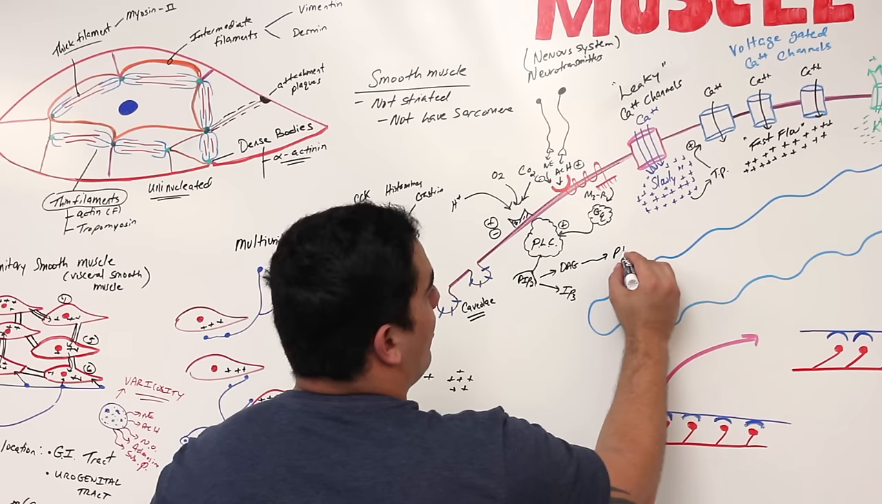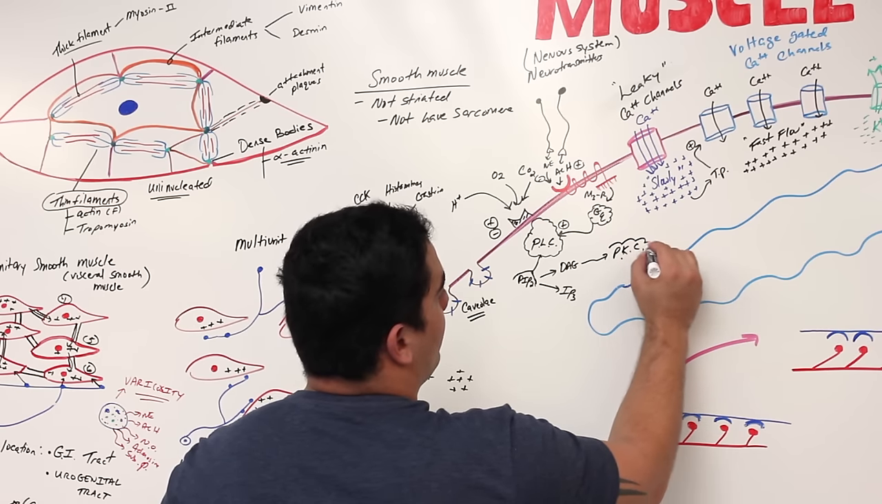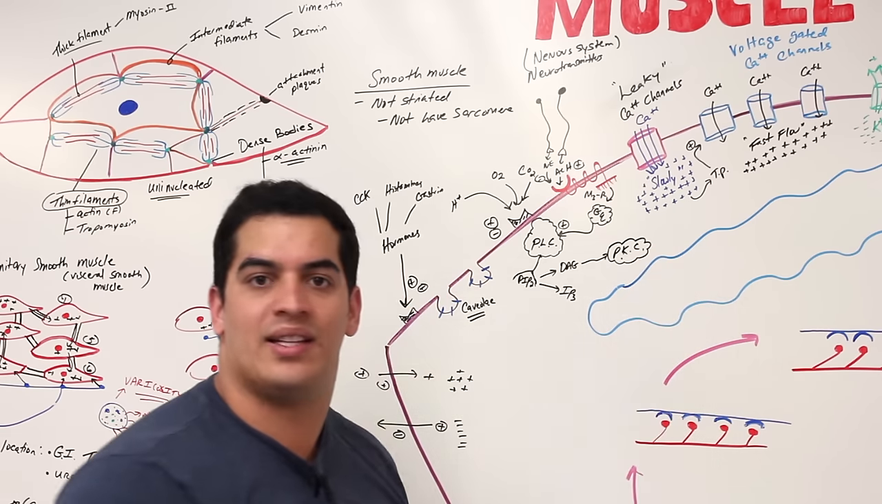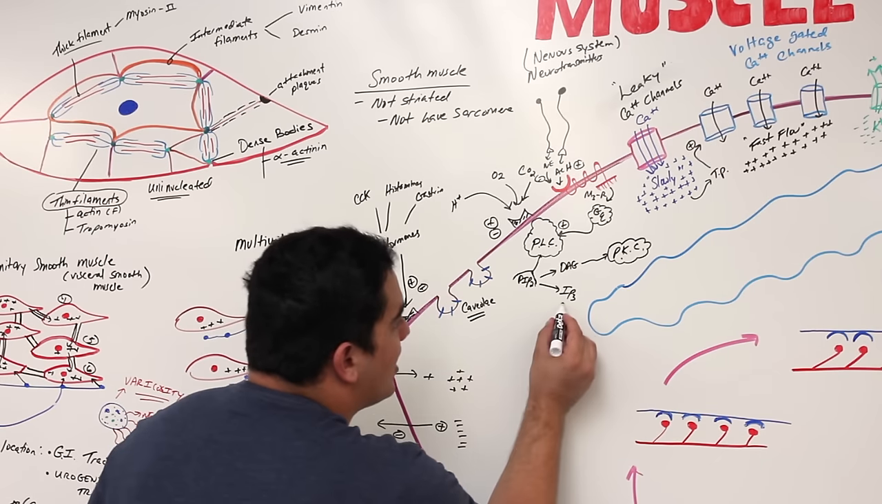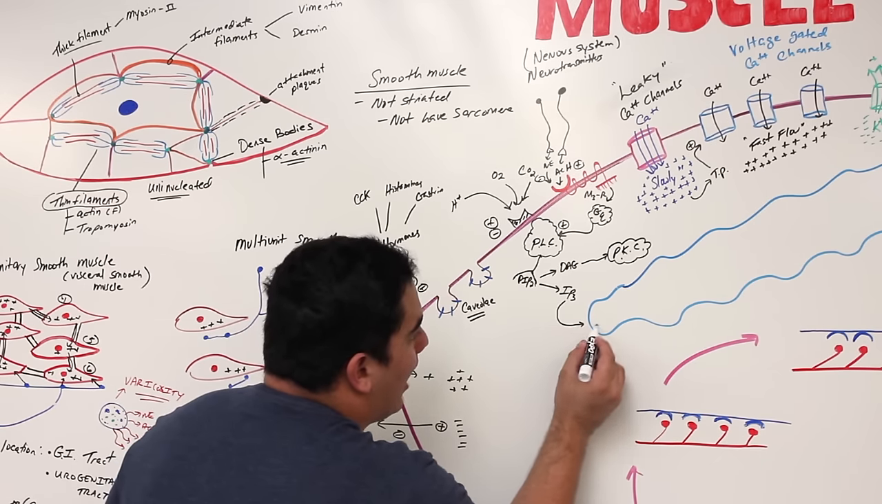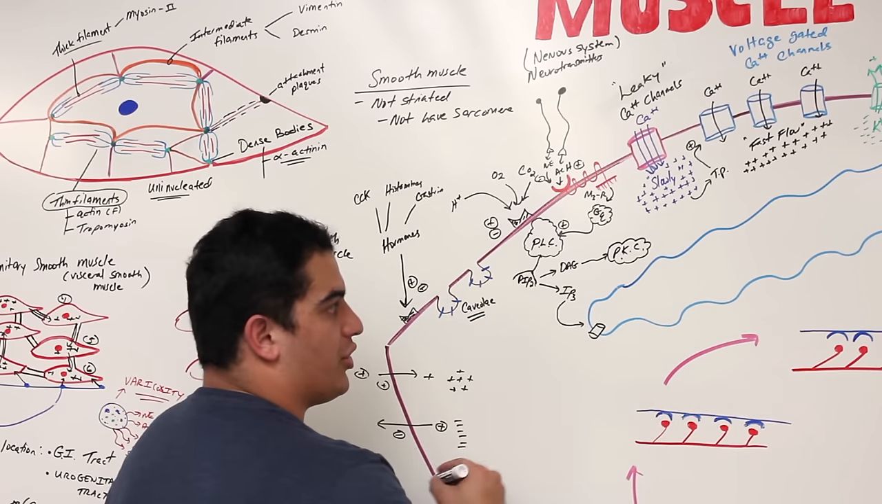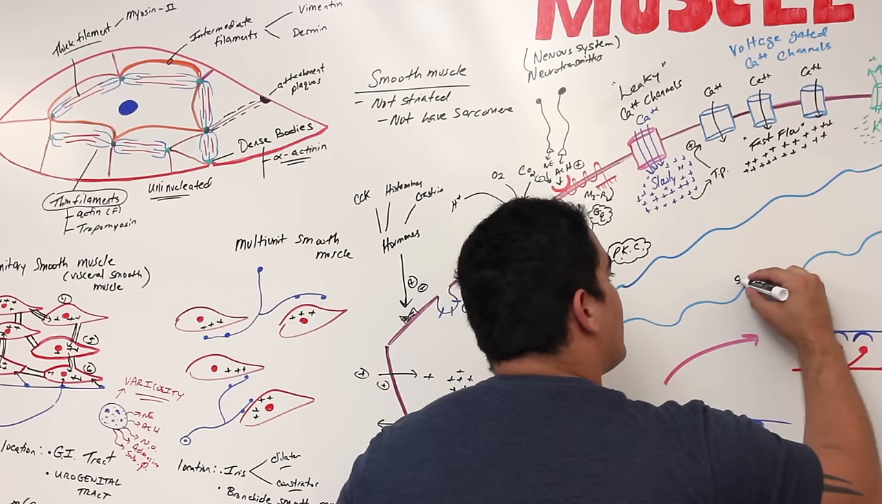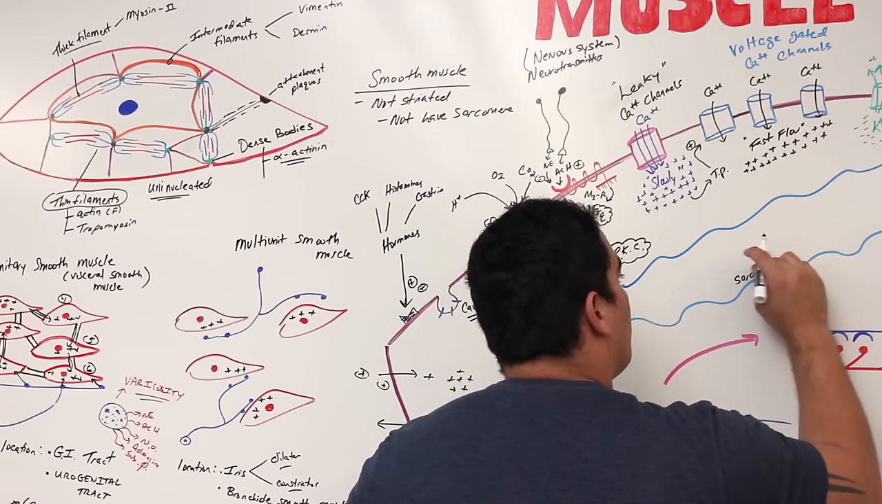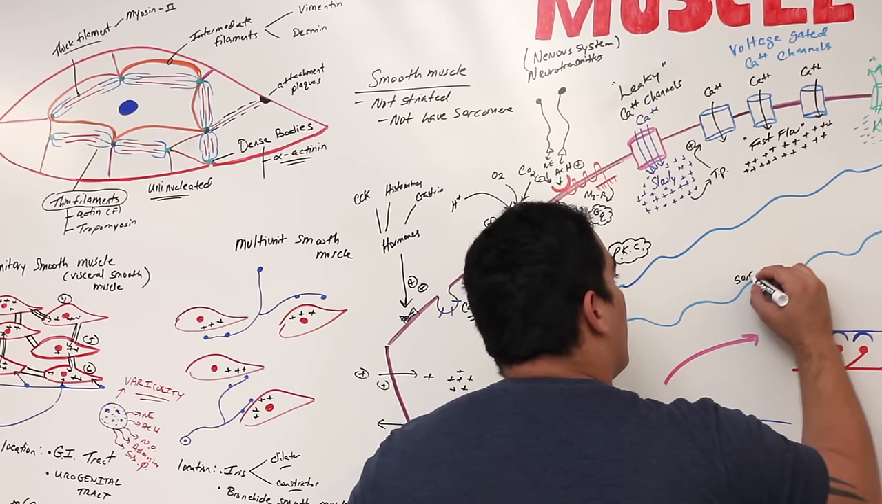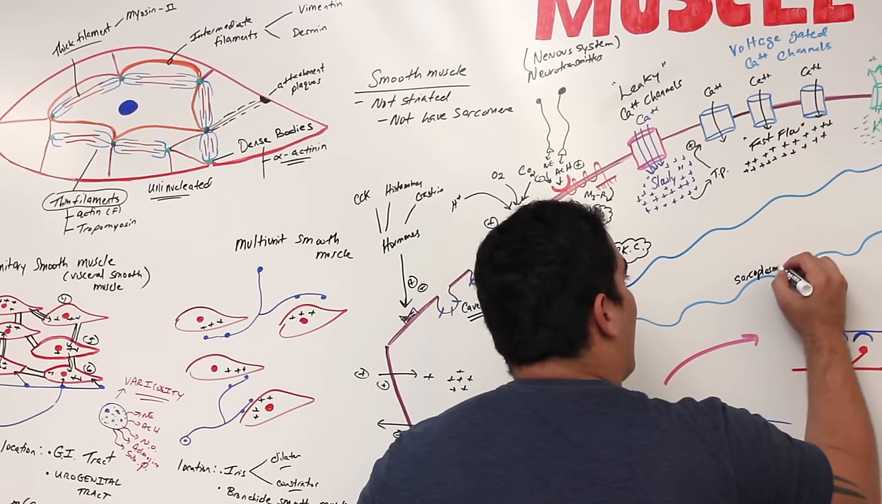This will go on to activate what's called protein kinase C, which can go and phosphorylate many different types of enzymes and proteins. But this is the important one right here. IP3 has specialized channels on this blue structure here. What is this blue structure called? This is called the sarcoplasmic reticulum. We already know that this is a calcium storage factory.